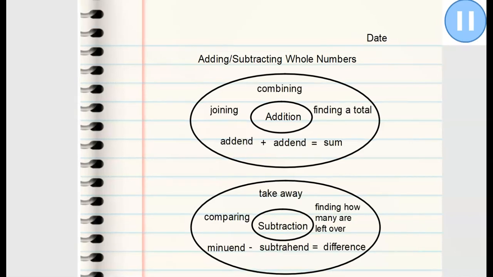Okay, here are some ideas you may have come up with. You may have remembered that addition is all about joining and combining to find a total, that an addend plus an addend equals a sum. For subtraction, you may have remembered that it's all about comparing or taking away and finding how many are left over. You may have remembered that a minuend minus a subtrahend equals a difference. Pause the video to add any of those ideas into your journal.